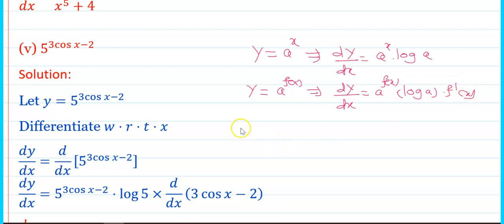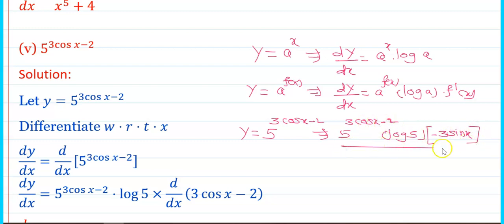What is my problem? My y is equal to 5 raised to 3 cos x minus 2. It implies that the derivative is 5 raised to 3 cos x minus 2 into log of 5. Now I will write the derivative of 3 cos x minus 2. The derivative of cos x has a minus sign, therefore it is minus 3 sin x, and the derivative of constant 2 is 0. Therefore, this is the answer.